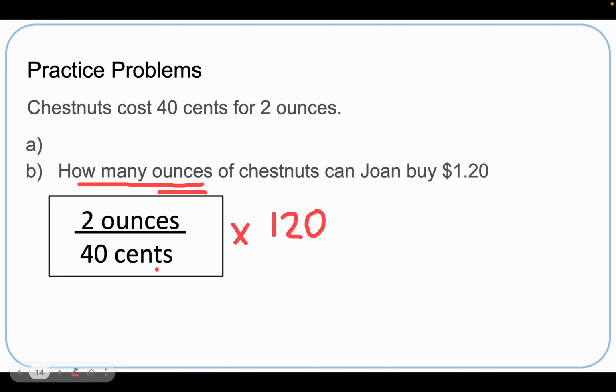And then we can go ahead and multiply. So we could reduce this. 2 over 40 is the same as 1 over 20. And then multiply that by 120. So then you're left with 12 over 2. So 6. And then the units that we have left are ounces because our cents canceled out. So 6 ounces of chestnuts you can buy for $1.20.